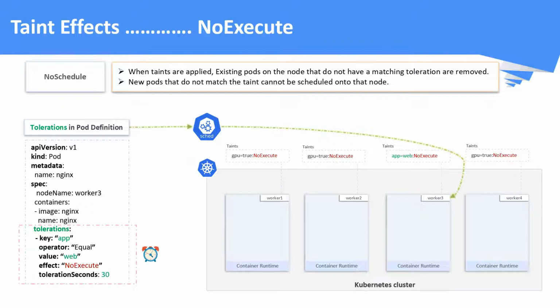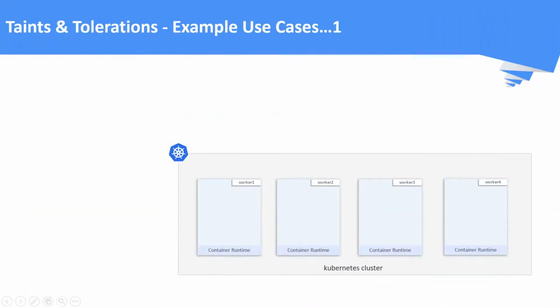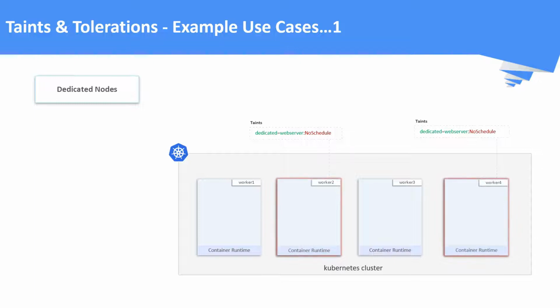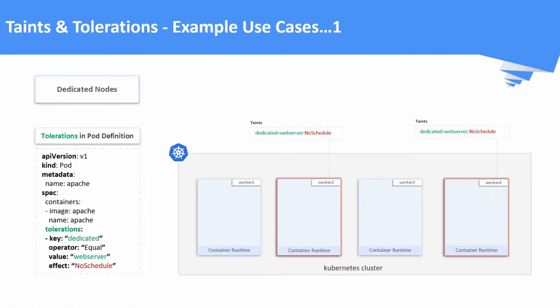But why are we doing all these things? Let us see the use cases of taints and tolerations. Dedicated nodes. If you want to dedicate a set of nodes for a particular set of users, you can add taints to those nodes. Users can add tolerations to their pod definition file, just like this. The pods with the toleration will only be allowed to use the tainted nodes.